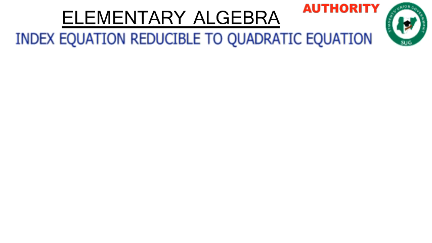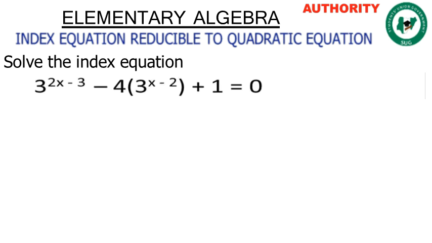Alright, number 11. We are still on index equation reducible to quadratic equation. Now let's see. We have: solve the index equation 3 raised to power 2x minus 3, minus 4 times bracket 3 raised to power x minus 2, close the bracket, plus 1 is equal to 0. This is what we are being asked to solve.